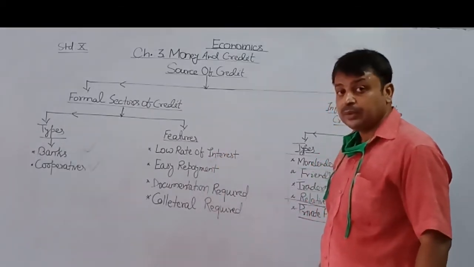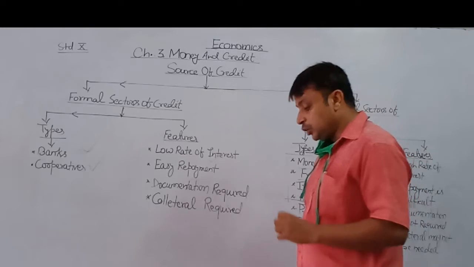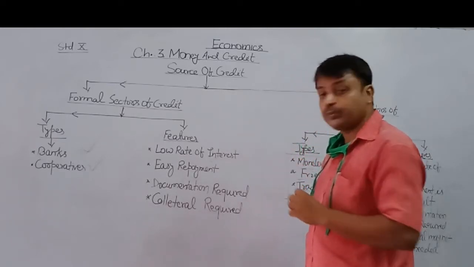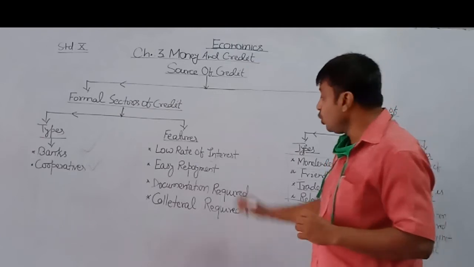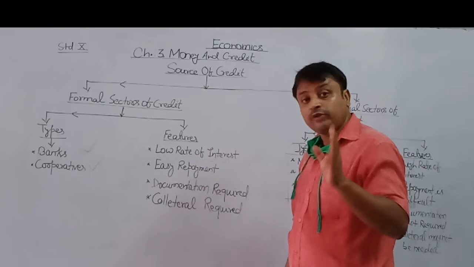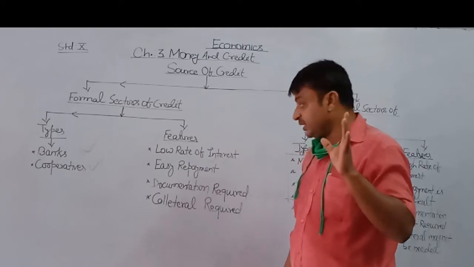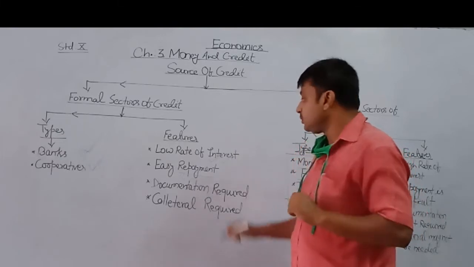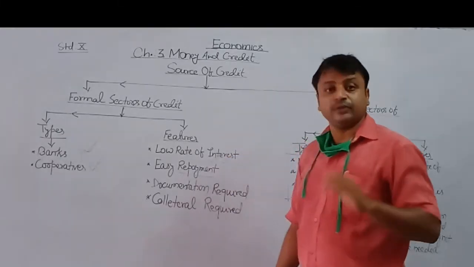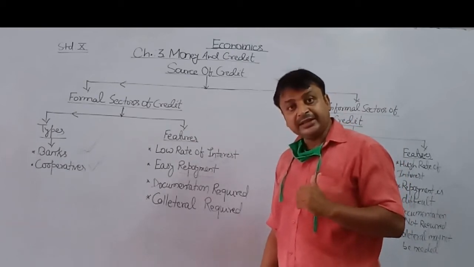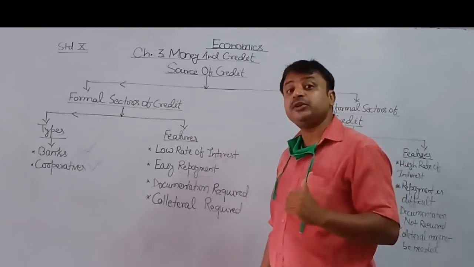Means you can borrow credit from formal sectors of credit at a low rate of interest. You have to pay a low rate of interest. Very important. Next one, easy repayment. Why? Since the rate of interest is low, you can save more, and that will be very handy to repay your loan.